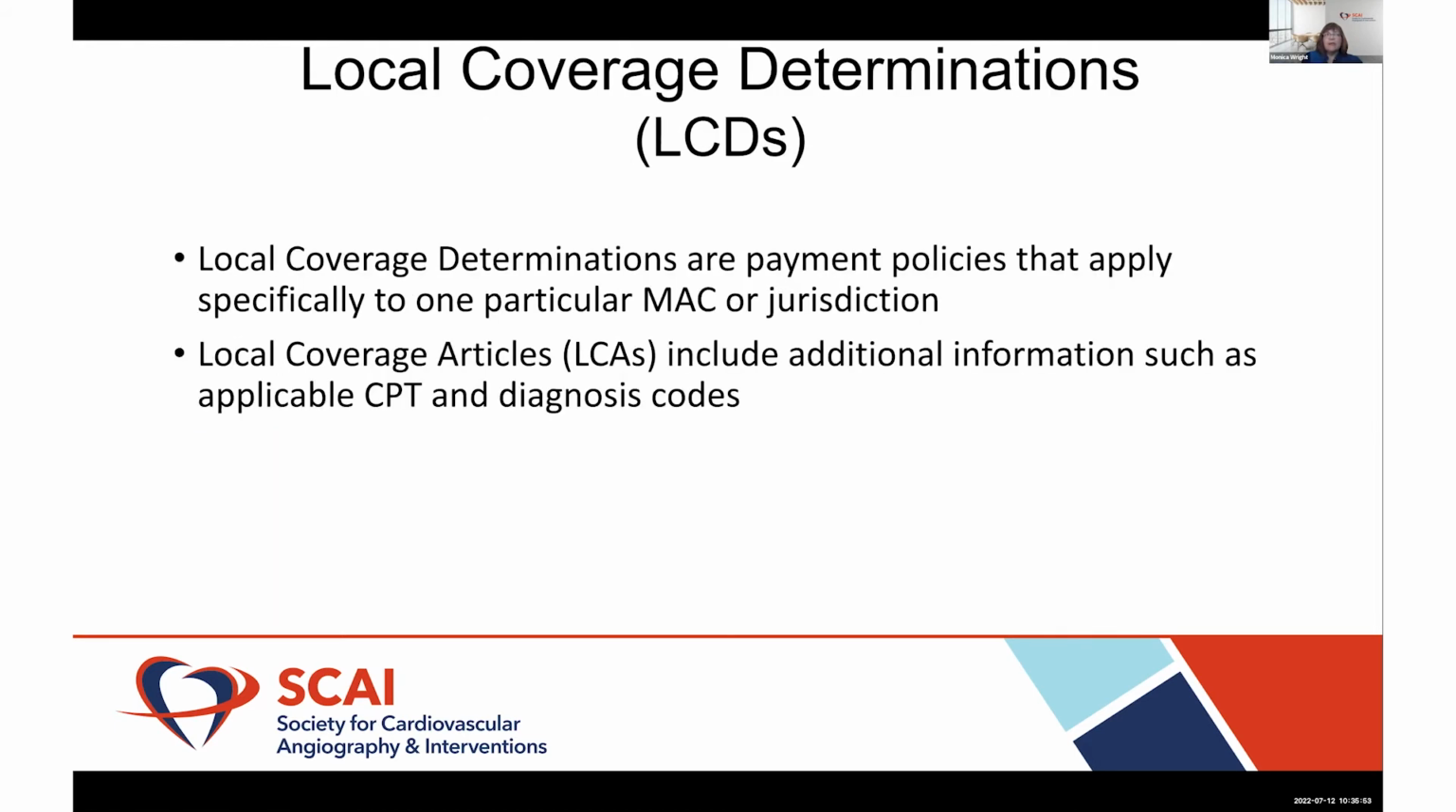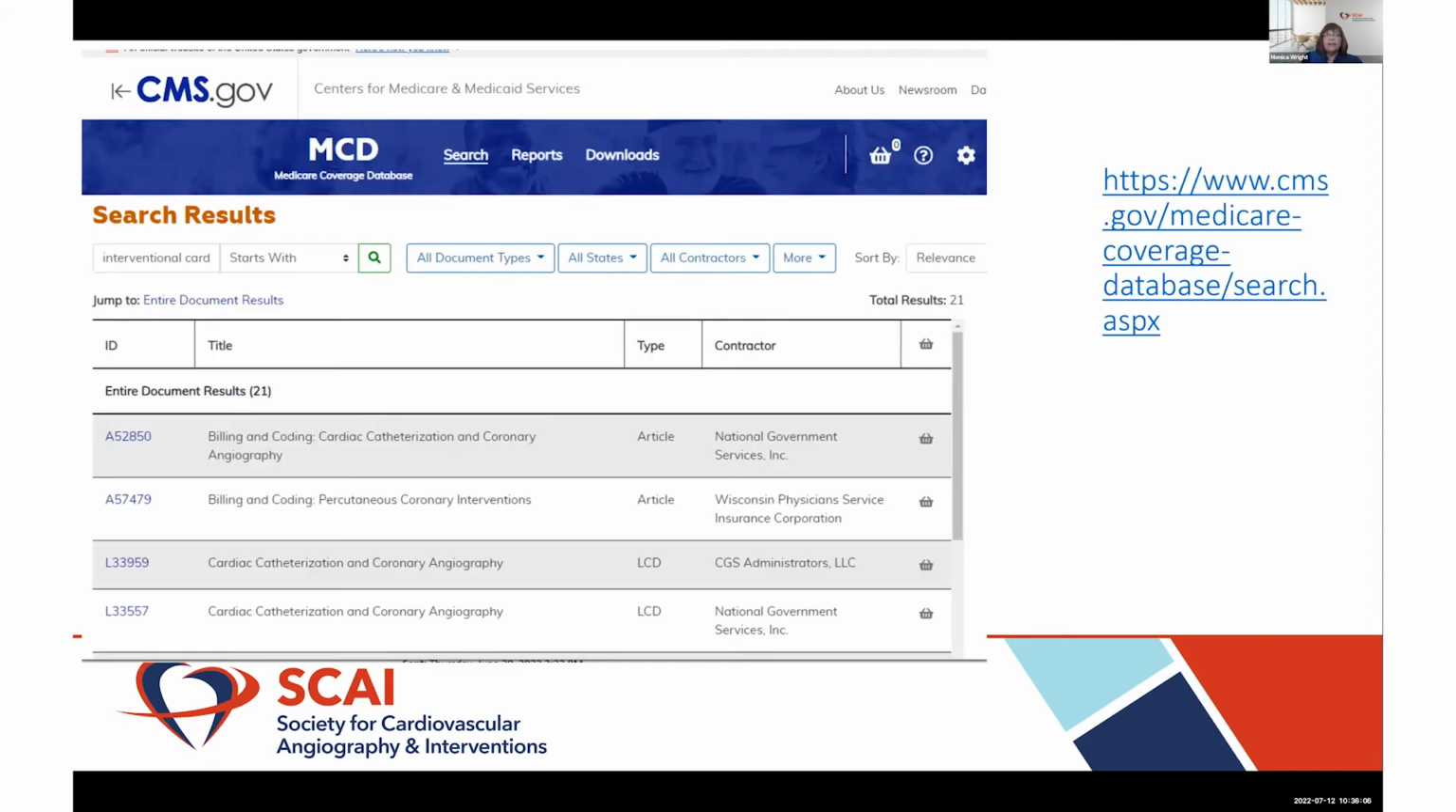Local coverage determinations apply only to one specific MAC or jurisdiction. Local coverage articles provide additional information about the policy, such as what CPT and diagnosis codes are included. CMS has a database where you can search both NCDs and LCDs.